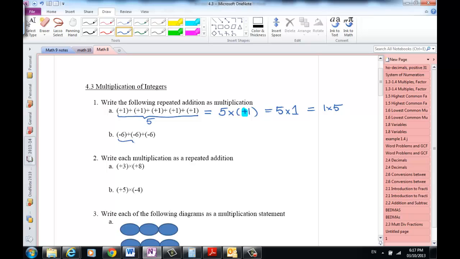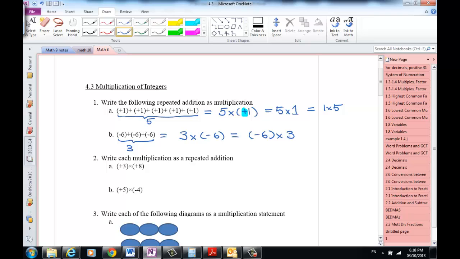For B, we have minus 6 being added 3 times. And therefore I can write this as 3 multiplied by negative 6. And again, the order of multiplication doesn't matter. Just as you know 2 multiplied by 3 is 6, and 3 multiplied by 2 is 6. And so we can write this as negative 6 multiplied by 3 as well.